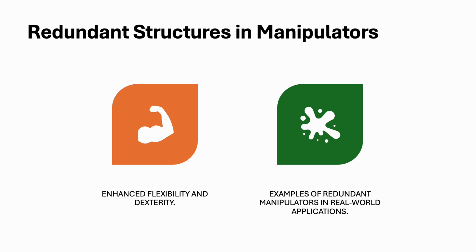This additional degree of freedom allows the robot to adapt to various orientations and positions, making it highly versatile for tasks that require intricate movements. In real-world applications, these redundant manipulators are also utilized in medical surgery robots, where precision and adaptability are crucial for navigating the complex and delicate environment of the human body.